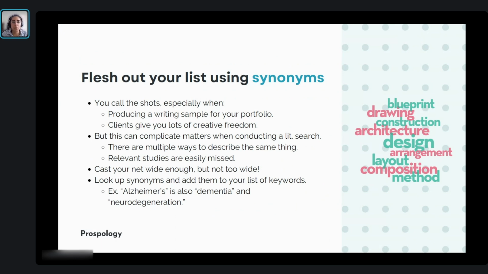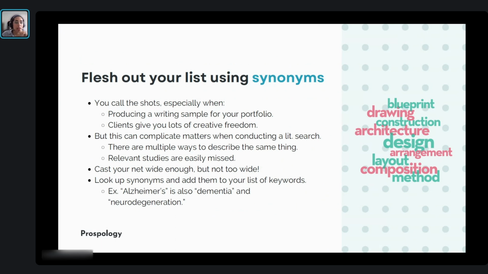There's so much that you could go for, and you don't want to miss relevant studies. You want to be mindful of multiple ways that the same thing can be described. And so we kind of want a little bit of a Goldilocks zone here, where you want to cast your net wide enough that it captures those multiple ways to describe something, but not too wide so that it's just like everything and it's not targeted.